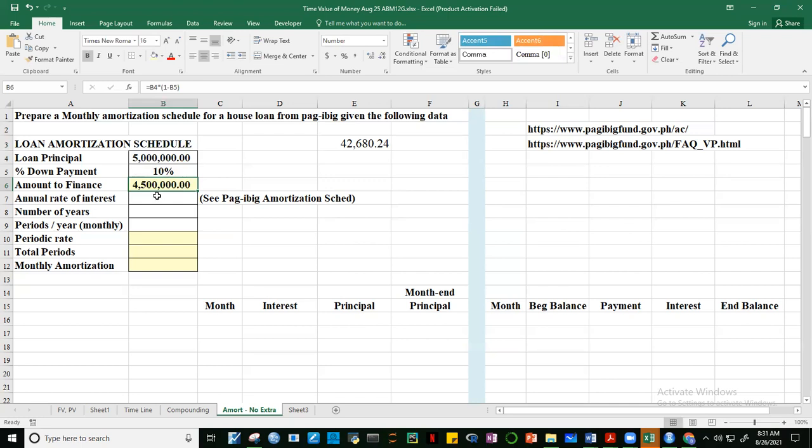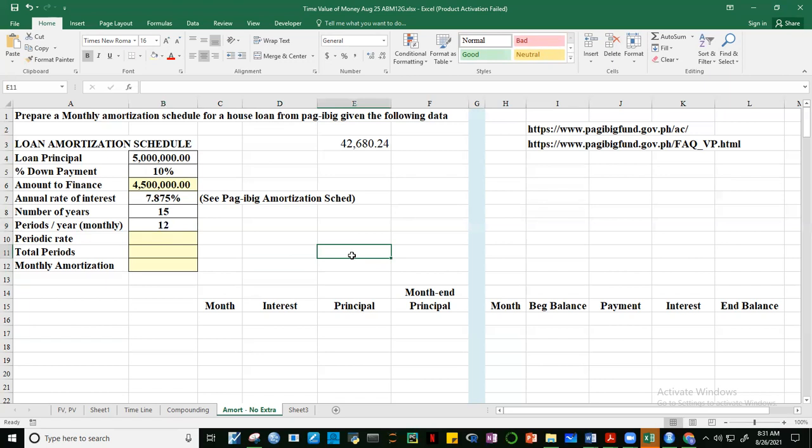Okay, so what's the APR, annual percentage rate? So that's 7.875. No? Okay, ilang years yung pinili natin? 15 years. Okay, so ang number of periods natin, periods per month, not periods per year, since this is monthly, so 12.